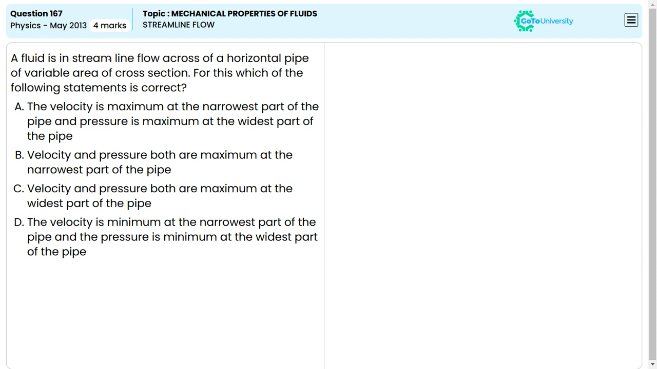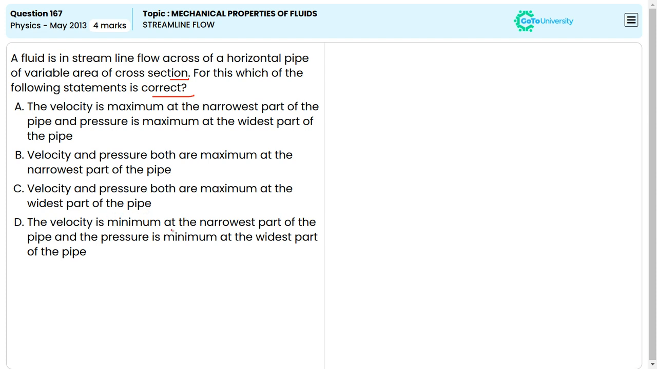A fluid is in streamline flow across a horizontal pipe of variable area of cross section. For this, which of the following statements is correct? The velocity is maximum at the narrowest part of the pipe and pressure is maximum at the widest part of the pipe. Or velocity and pressure both are maximum at the narrowest part of the pipe. Or velocity and pressure both are maximum at the widest part of the pipe.